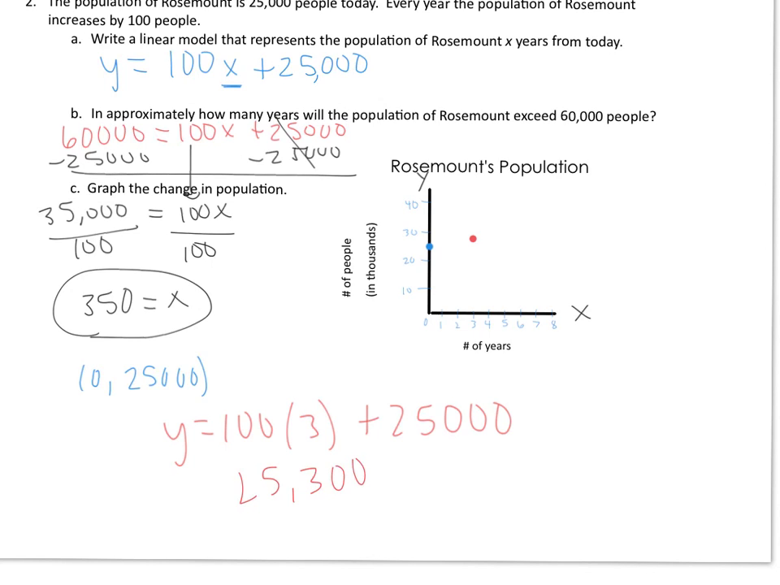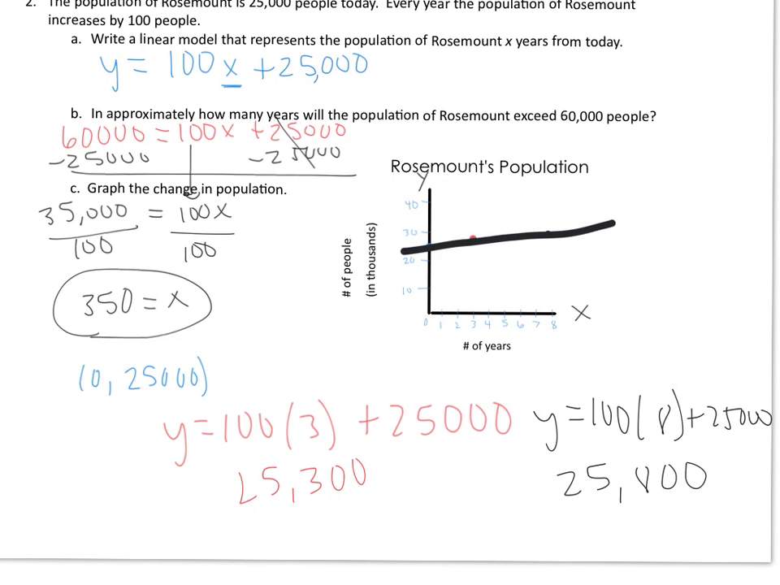Right? Now let's just try 8 years, the last number I have on my graph. So let's say y equals 100 times 8 plus 25,000, and that will be 25,800. So again, it's not a super huge jump, but let's go ahead and graph that. And again, that's going to look like about right there. And I'll draw a line to go straight through these points as best I can. And this would represent the population of Rosemont if it were growing at 100 people a year and began at 25,000.